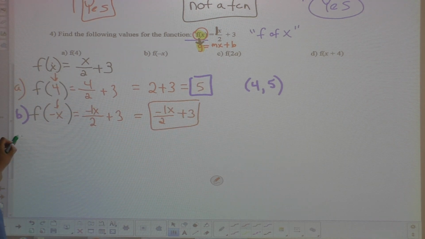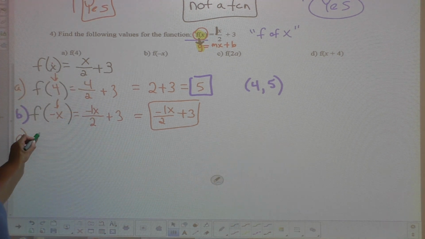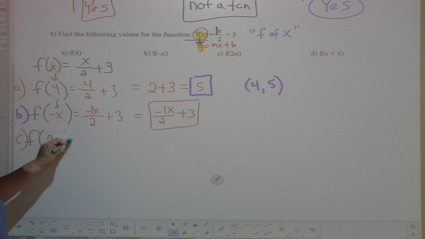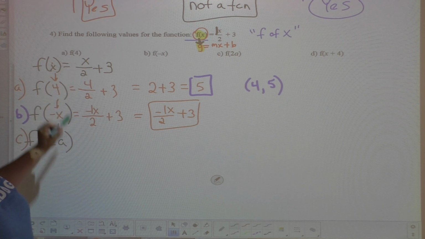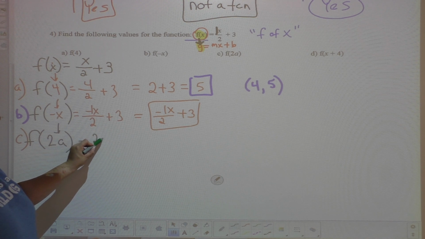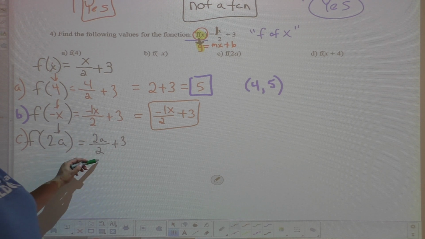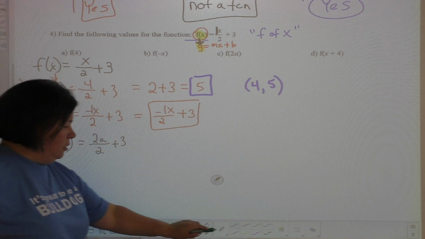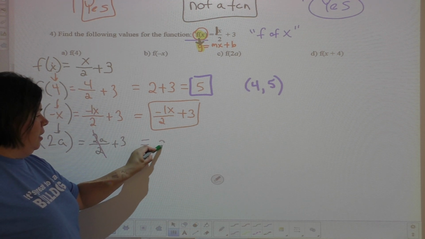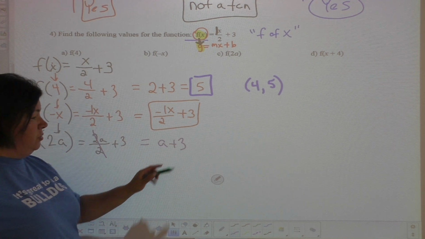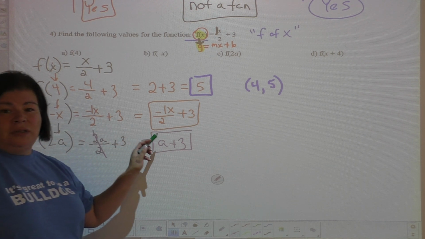Now let's go ahead and do C, which is substituting in f of 2a. So again, we're going to substitute in 2a wherever there's an x. So 2a divided by 2 plus 3. And if we could simplify, notice that the 2's can reduce to a factor of 1, and they cancel. So you're really left with a plus 3, and you can't simplify a plus 3 any more than that is. So there's your answer. So f of 2a equals a plus 3.